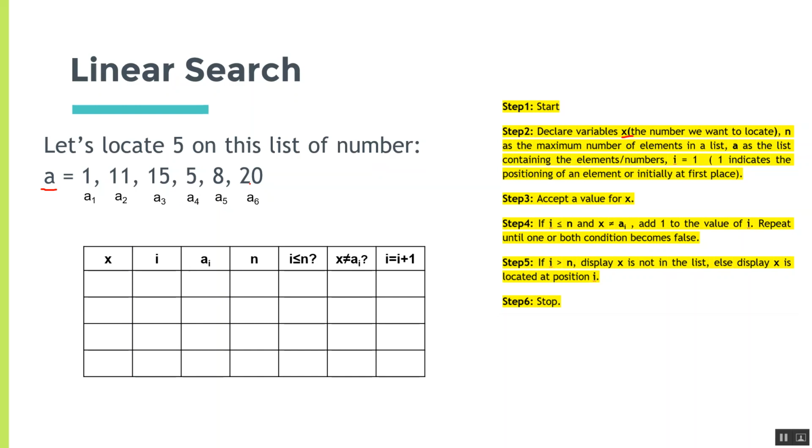So going to our table, we have to accept a value for x. This is the lookup value, so that's 5. So x is 5, and then initially i is equal to 1.